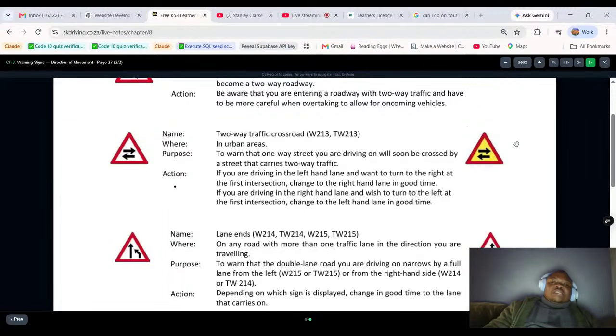And as you can see, it has its temporary version, which is to warn you that the one-way street you are traveling will soon be crossed by a street that carries two-way traffic.